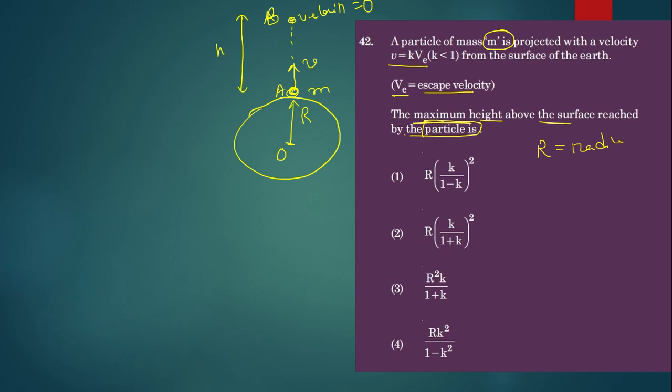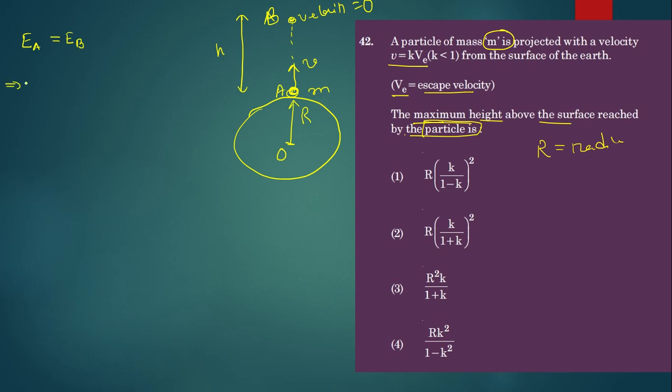Now how will we solve this question? We will simply write down conservation of mechanical energy. We know that gravitational force is a conservative force, and whenever a conservative force is in question, we can always apply conservation of total mechanical energy. So total mechanical energy at A must be equal to total mechanical energy at B.